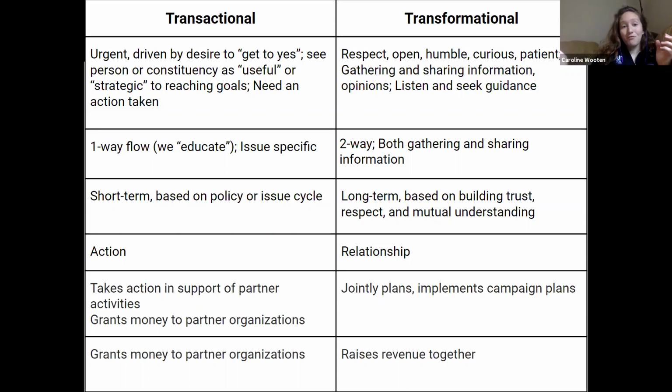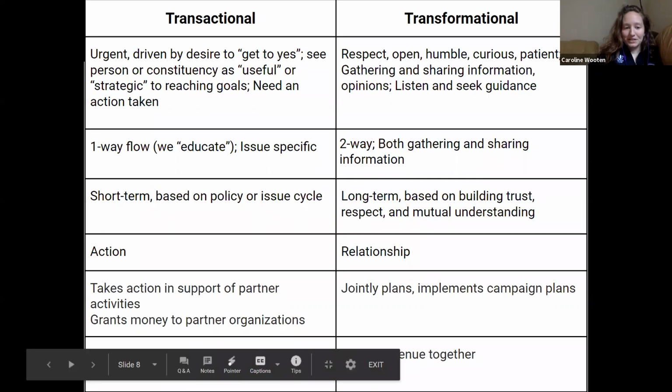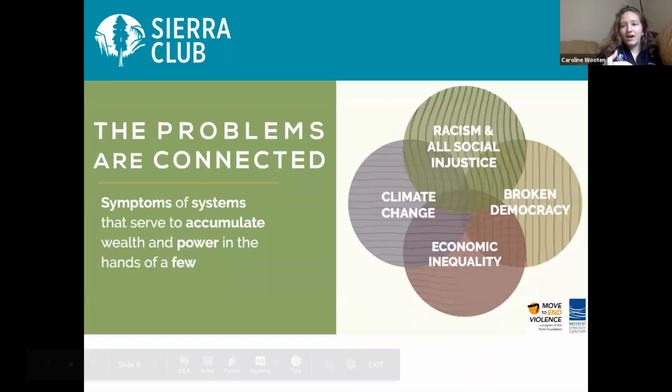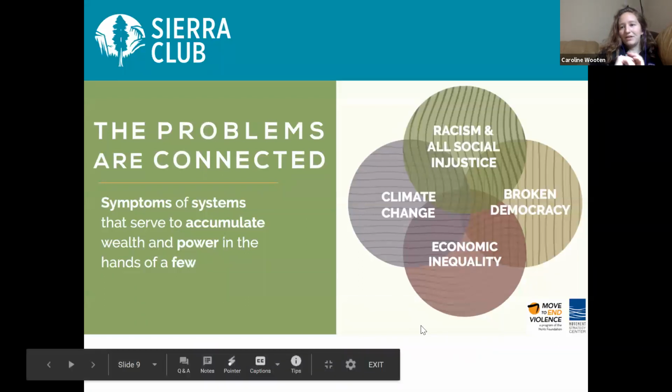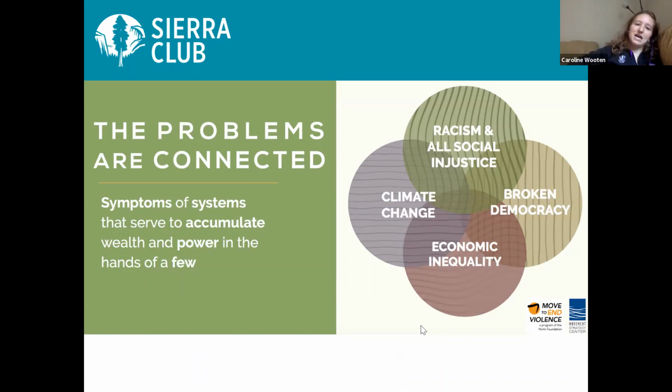But the goal is that hopefully some of those people you call, you invite to a meeting, they come, and then you can start to build a more transformational relationship with them and have a one-on-one and build together, become stronger leaders, etc. So that's a little bit about relationship building. We can go on to the next slide. And again, we're going to be getting to campaign planning soon, but just covering some basics.